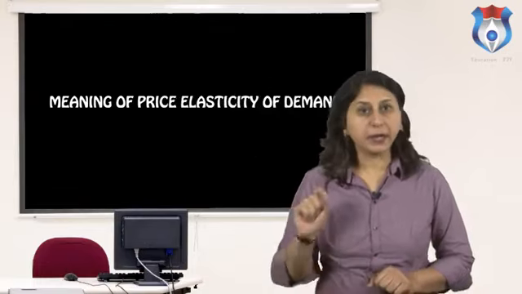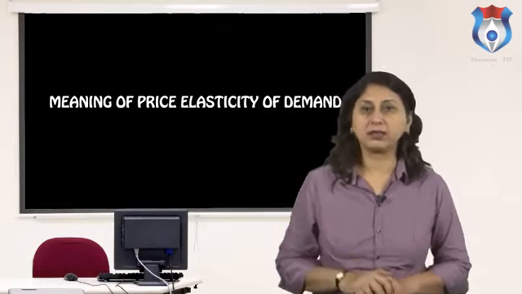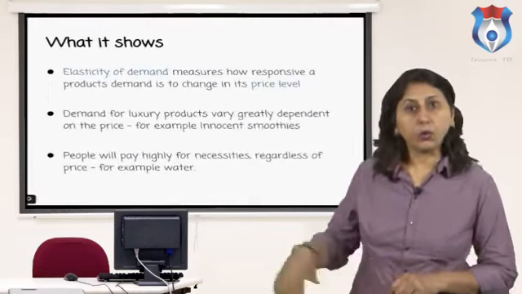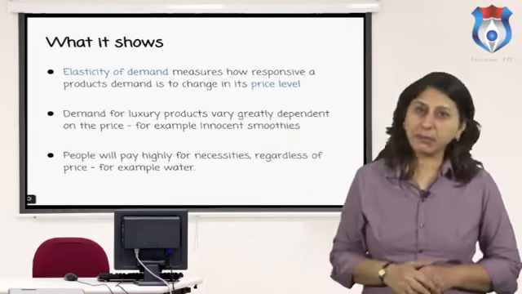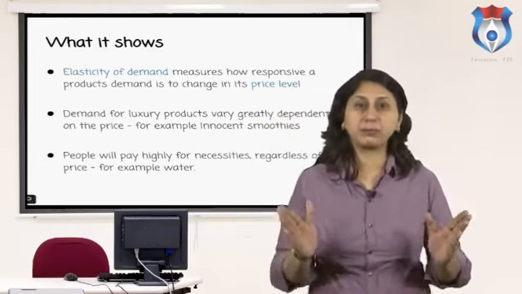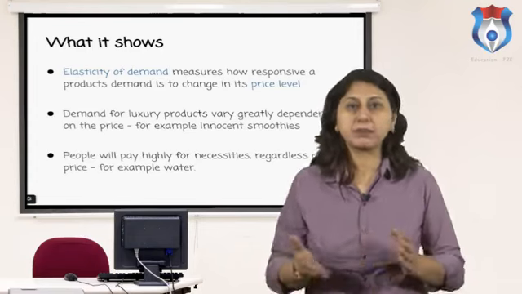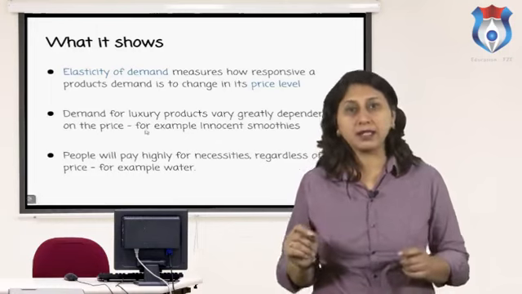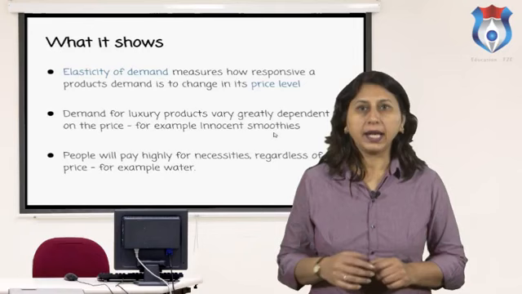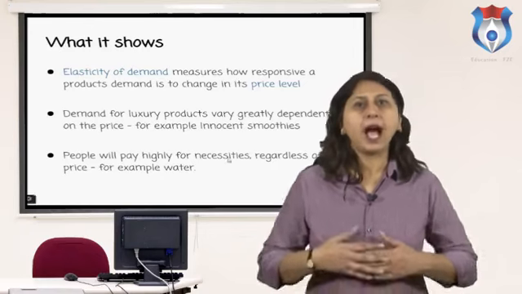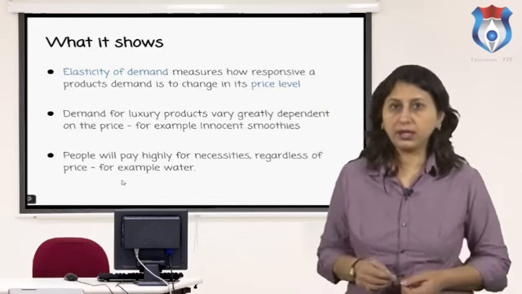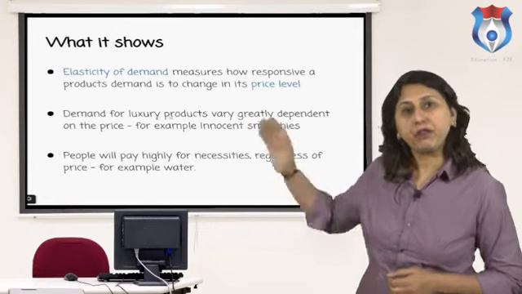Chapter 5 Managerial Economics. Meaning of Price Elasticity of Demand. What it shows: elasticity of demand measures how responsive a product's demand is to change in its price level. Demand for luxury products varies greatly dependent on the price, for example, innocent smoothies. People will pay highly for necessities regardless of price, for example, water.